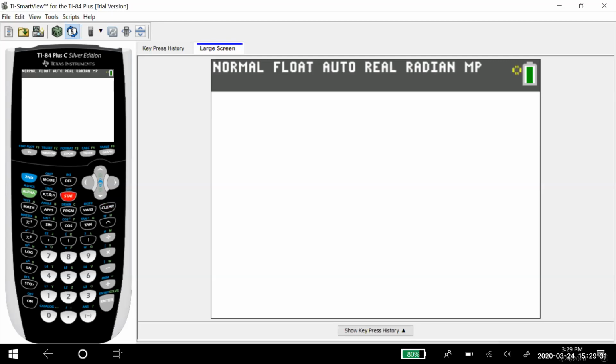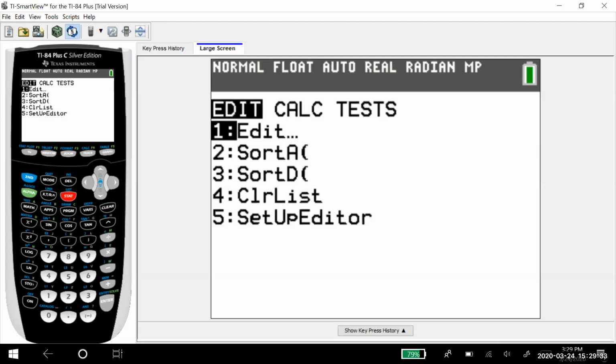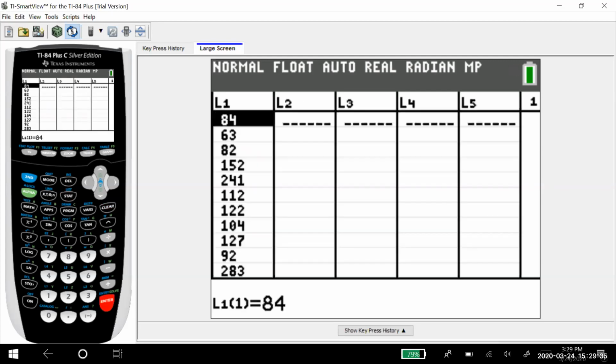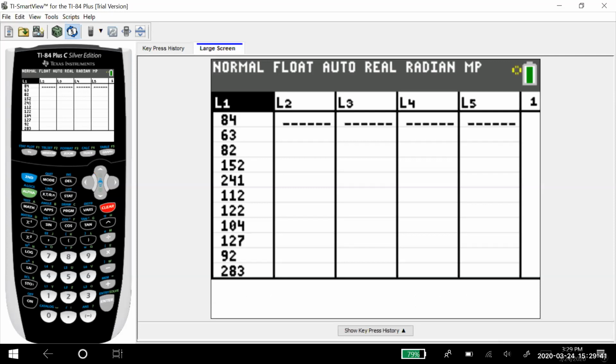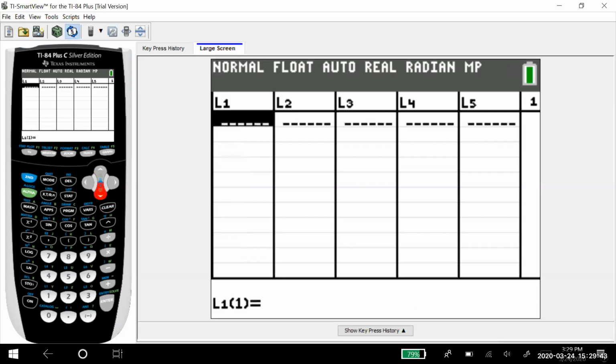So I'm going to go stat, edit, and then list one has stuff in there. Let's arrow up to where it says L1, and I'm going to clear that. Remember, don't hit delete. You'll get rid of the whole list. I'm going to hit clear, and then when I arrow down, I can put that in. Okay, here's my data that I'm putting in. I'll read it out as I do it in case you want to just follow along.